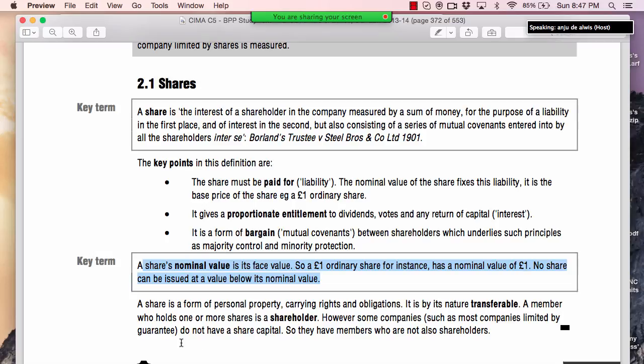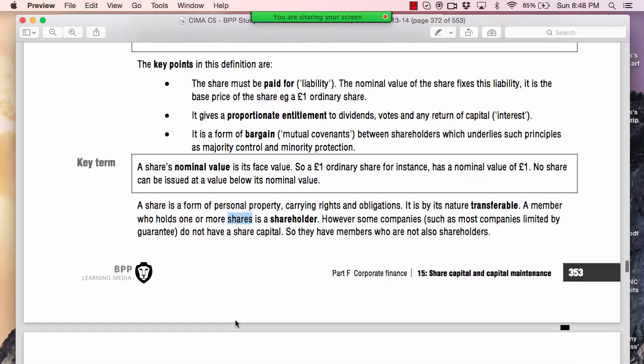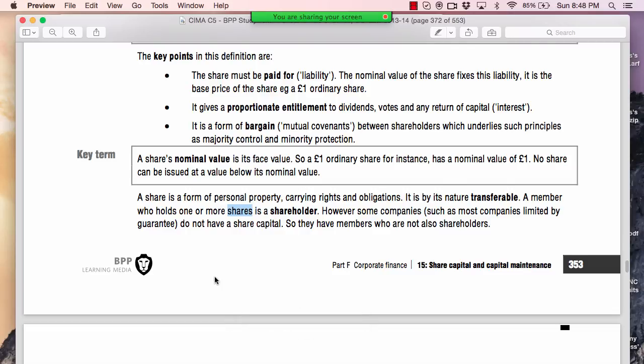Now, in this case, what they're saying is a share is a form of personal property carrying rights and obligations. Rights are the right to receive dividends, the right to receive interest, the right to vote, and obligations as well. Sometimes there are obligations from that particular shareholder. It is by its nature transferable. That means I can sell my shares to someone else or transfer the shares. A member who holds one or more shares is a shareholder. However, companies limited by guarantee don't have a share capital, therefore there are no shareholders. Quite straightforward. Right, let's go to the next one. Is that clear for you?